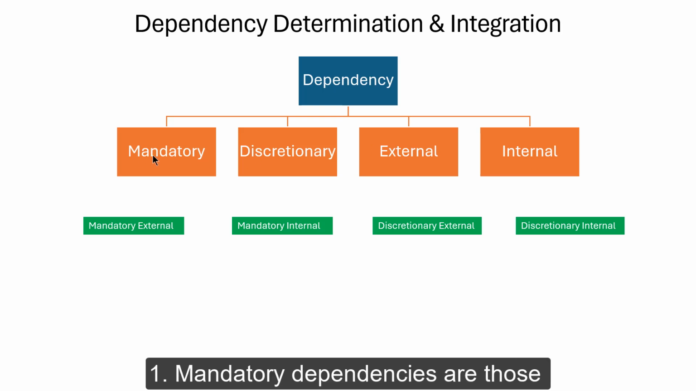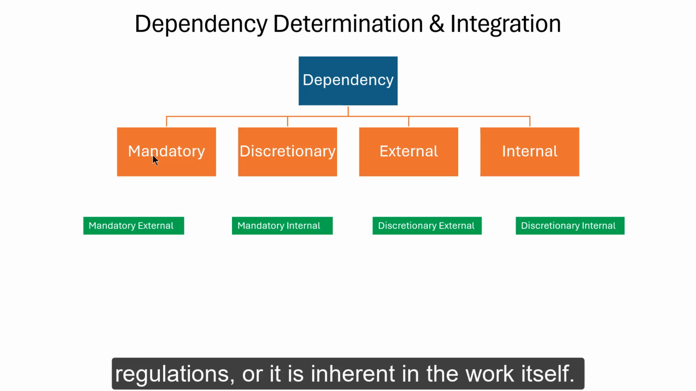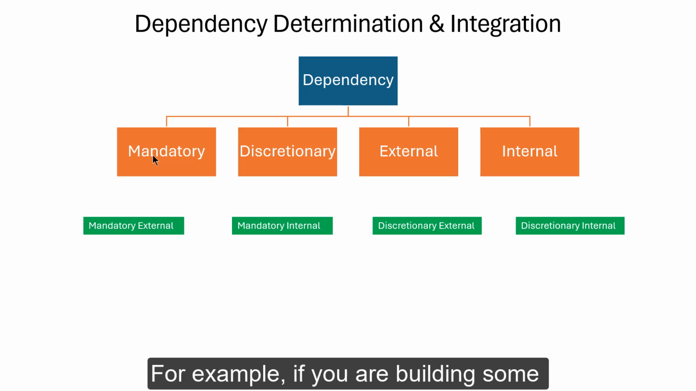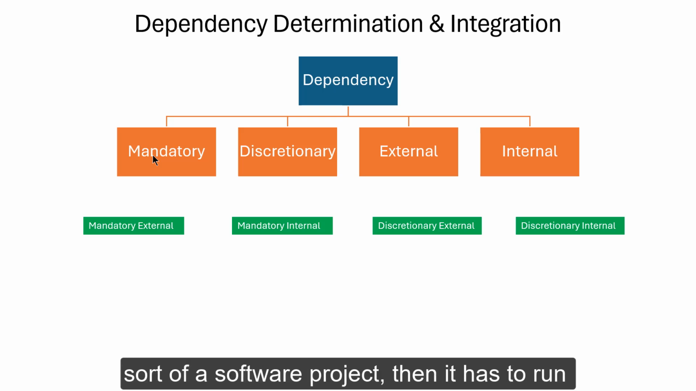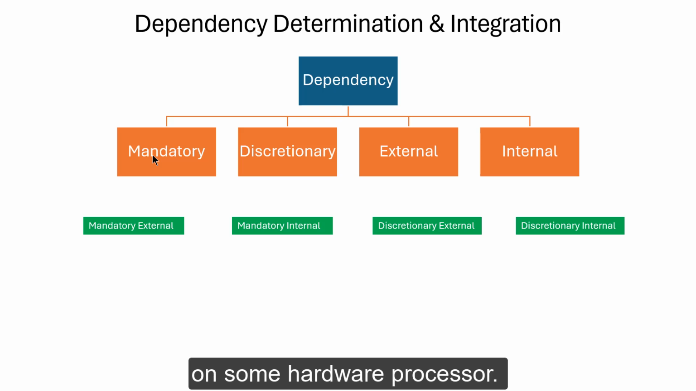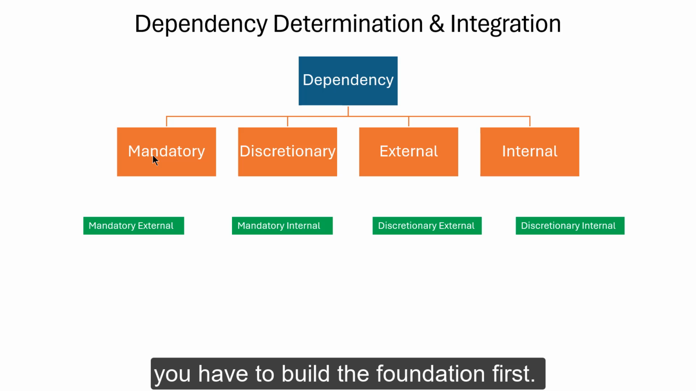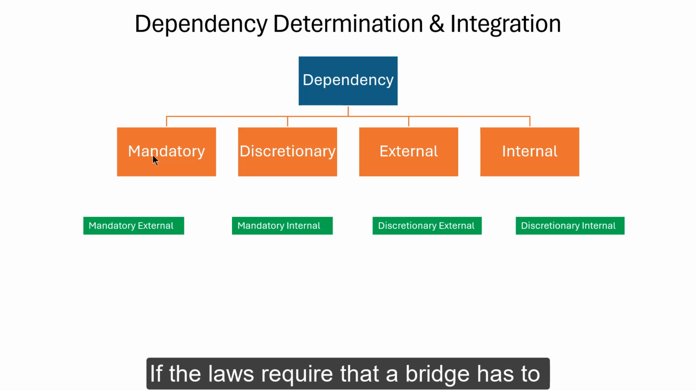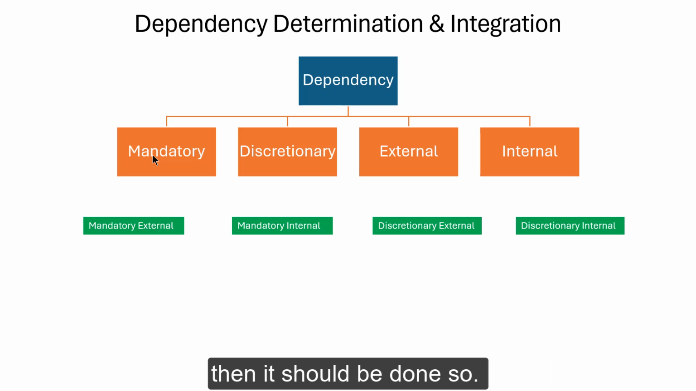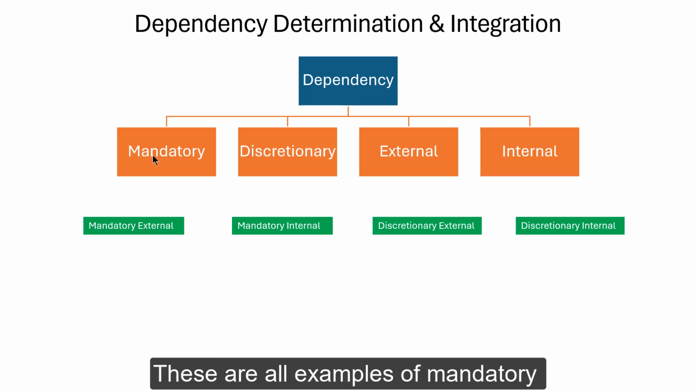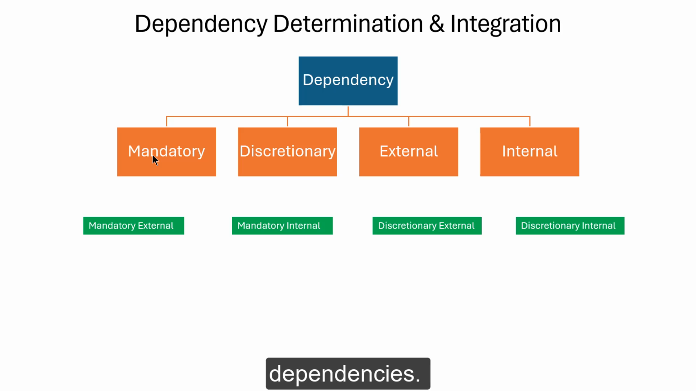The first one is mandatory dependencies. These are those stipulated by contract or government regulations, or inherent in the work itself. For example, if you are building some sort of a software project, then that software has to run on some hardware processor. It is a mandatory dependency. If you are constructing a house, you have to build the foundation first. That is a mandatory dependency. If the laws require that a bridge has to be constructed in a certain way, then it has to be done so. These are all examples of mandatory dependencies.